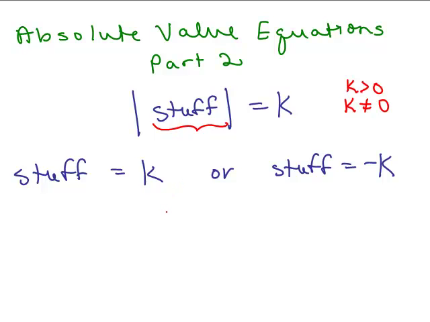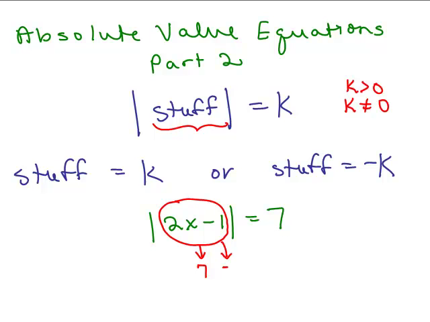But let's first go through a particular problem like the absolute value of 2x minus 1 equals 7 using this definition. The stuff inside the absolute value is 7. So basically, whatever's in there, if it was equal to 7, this would be a true statement, right? But if what was in there was negative 7, it would also be a true statement. So that's where this comes from. Whatever's in there, the 2x minus 1, it could equal 7 or negative 7.